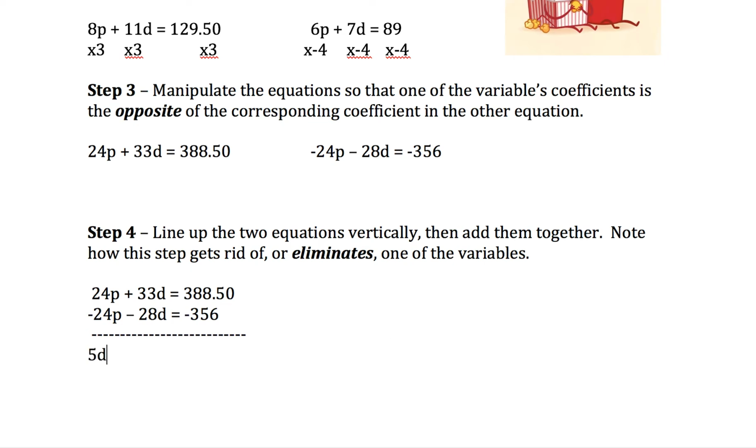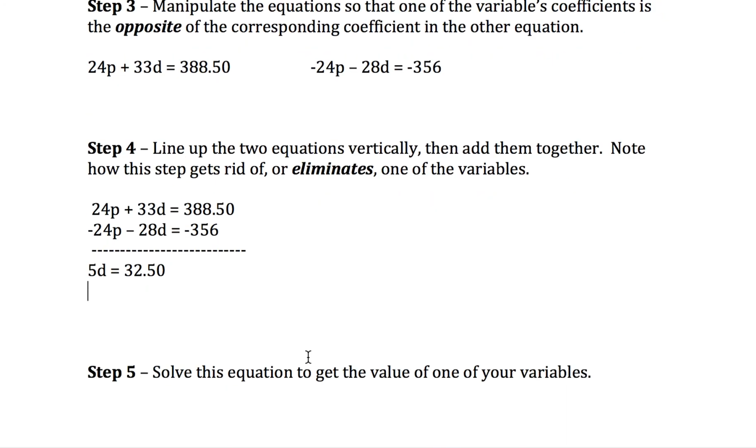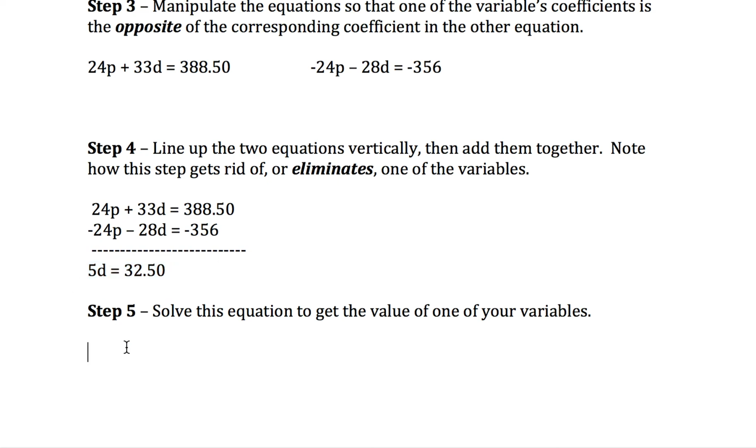33D minus 28D is 5D. 388.50 plus negative 356, or minus 356, is 32.50. And now we can solve this equation, right? Because if 5D is 32.50, 5 sodas cost $32.50, then 1 soda costs $6.50. So we just solved for the price of a large soda.